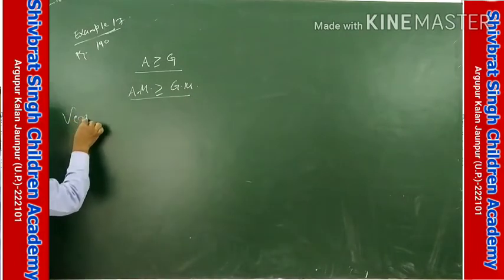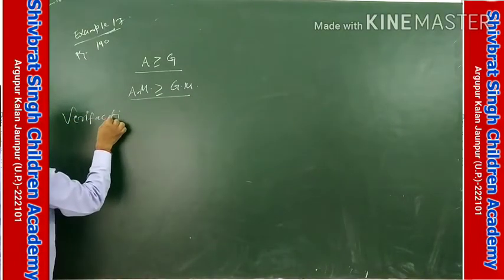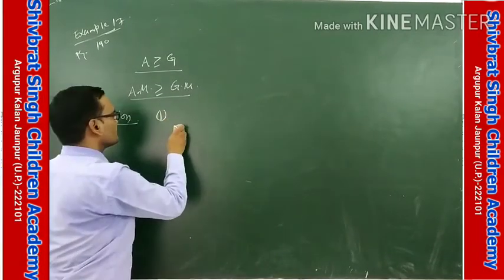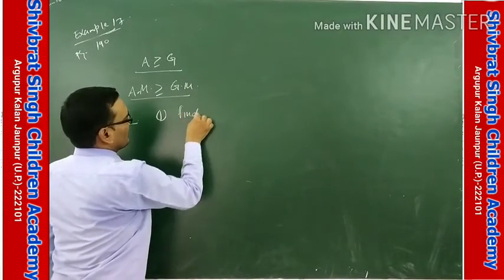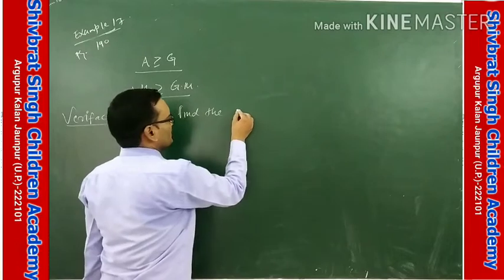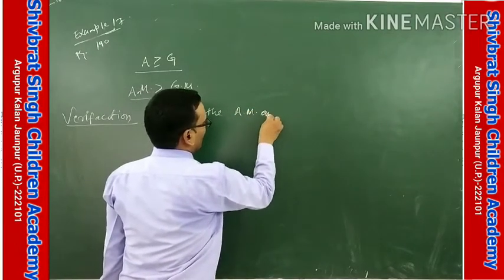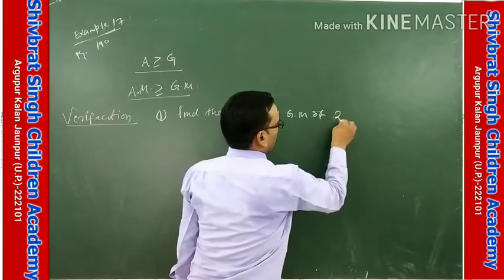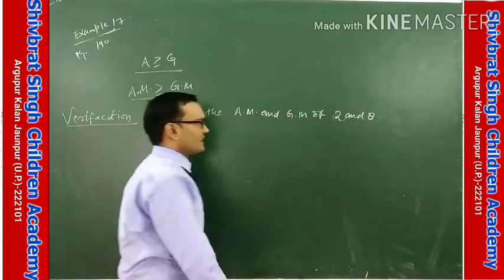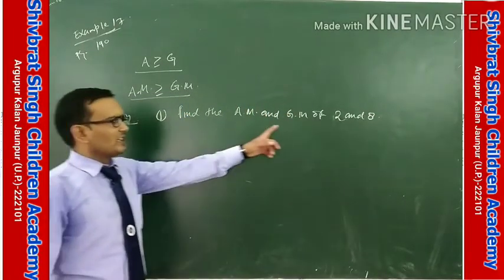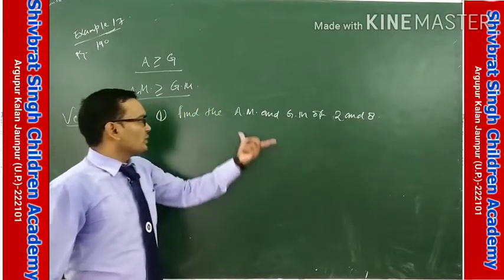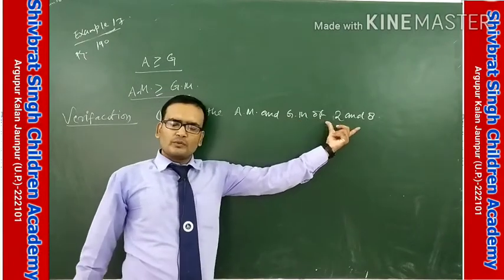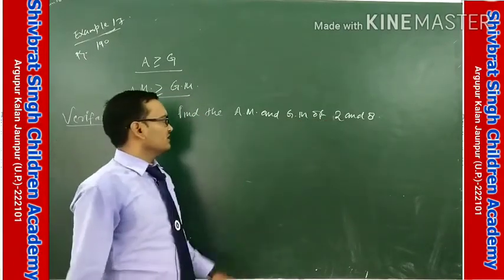Verification of this relation with the help of examples. First example: find the arithmetic mean and geometric mean of 2 and 8. Here 2 and 8 are positive real numbers. We take only positive real numbers because the geometric mean can be found only for positive numbers, not for negative numbers.